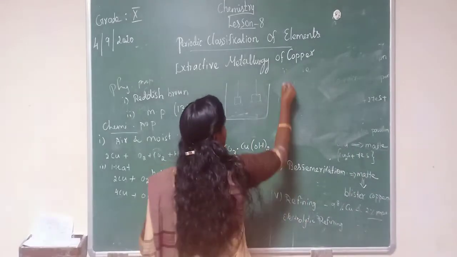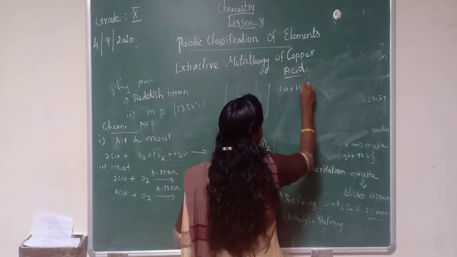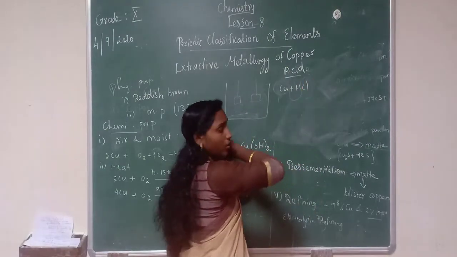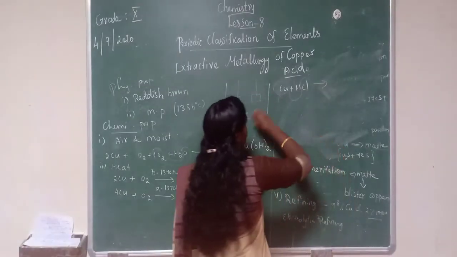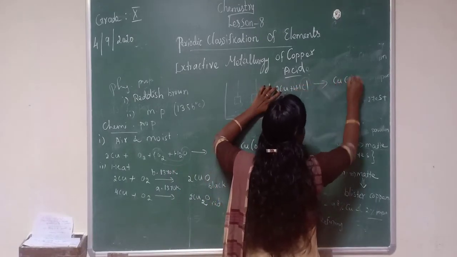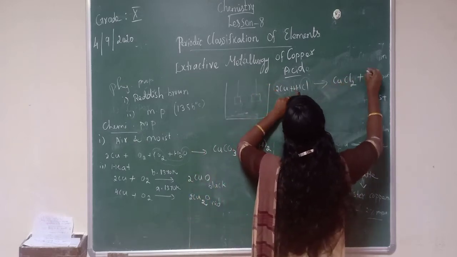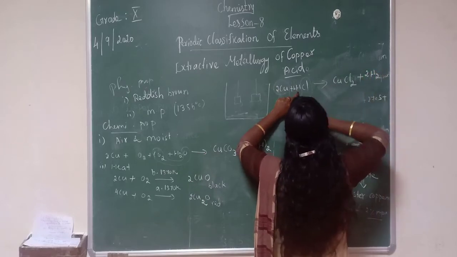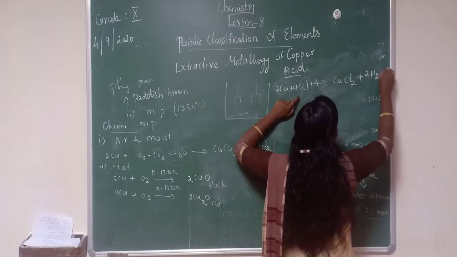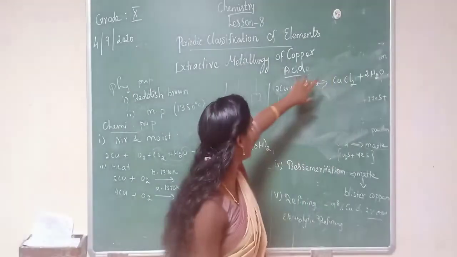The next one, reaction with acid. First copper reacts with hydrochloric acid. It can form copper chloride, CuCl2, plus the remaining 4 hydrogens, H2, plus oxygen also here. So water also can form. 4 hydrogen, then 2 oxygen. Have you understood hydrochloric acid?